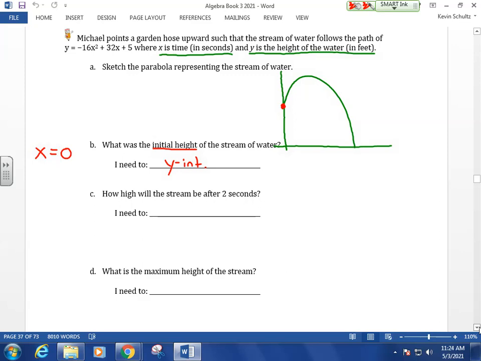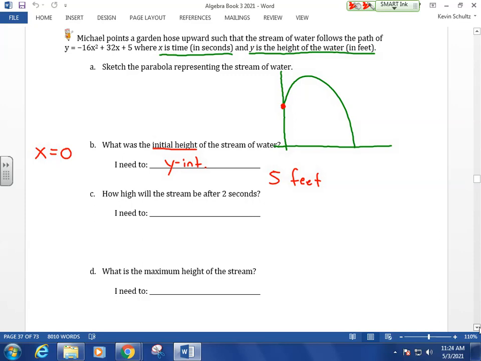So what's the answer to this? What was the initial height? Look back at our equation. What's the y-intercept? 5, which in context is going to be 5 feet. Okay, so Michael is holding the hose 5 feet above the ground. On me, that'd be like right here, I think. Okay, there we go.